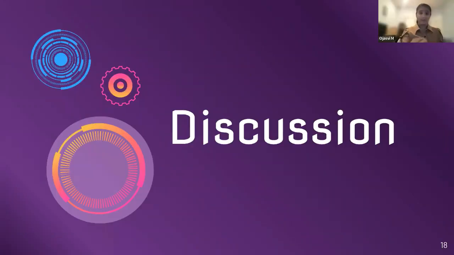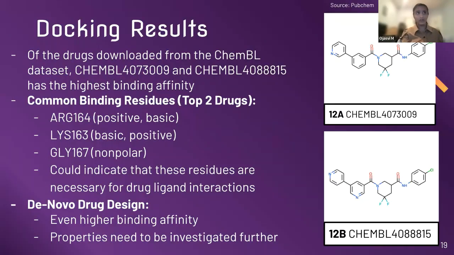And I guess now going on to our discussion. So overall, of the drugs downloaded from the ChEMBL dataset, ChEMBL 4073009 and ChEMBL 4088815 have the highest binding affinities. And based on the binding analysis done before, the common binding residues between the top 2 drugs were arginine 164, lysine 163, and glycine 167.